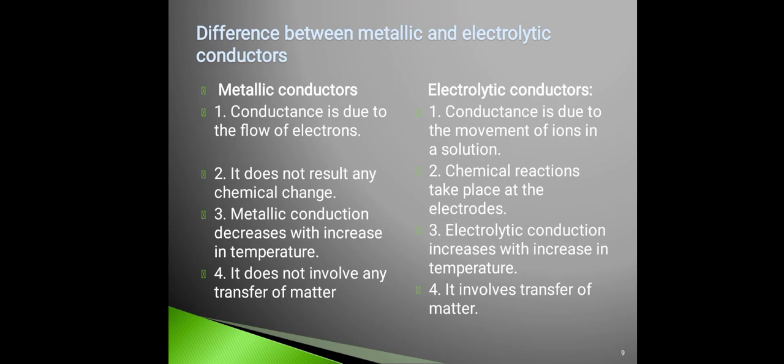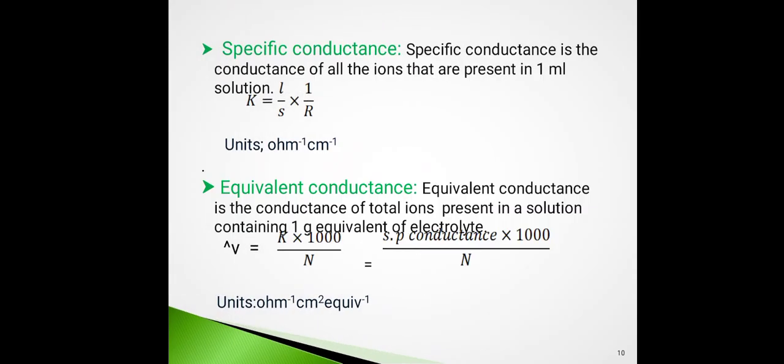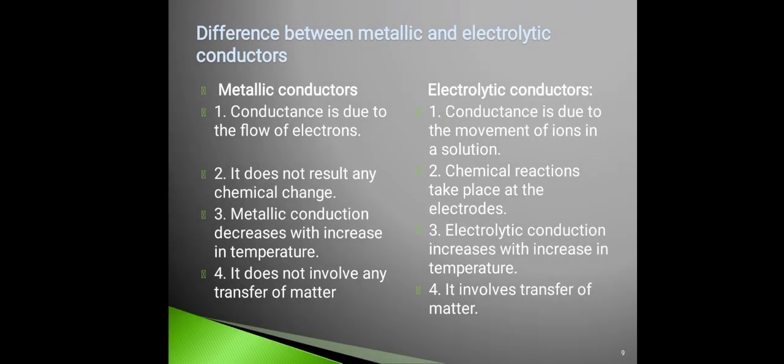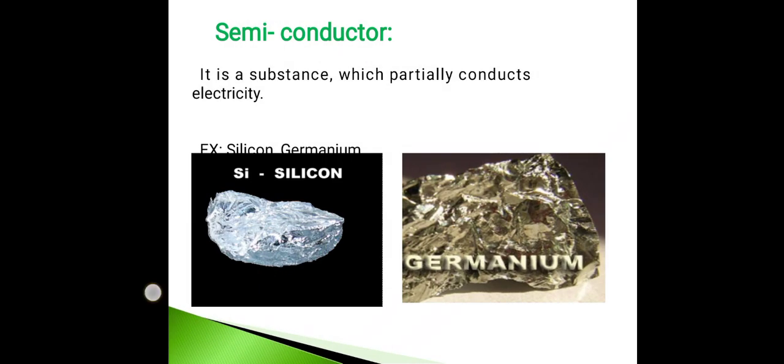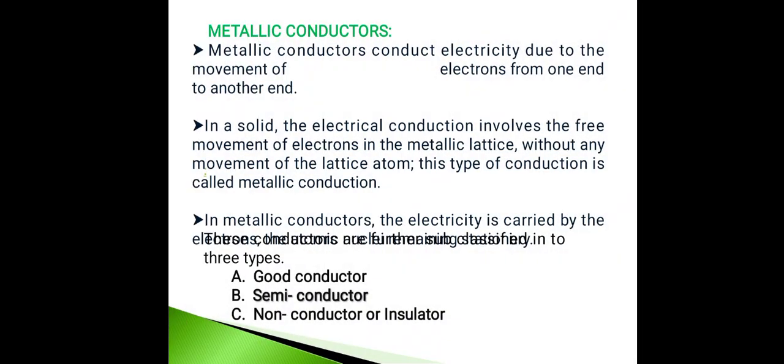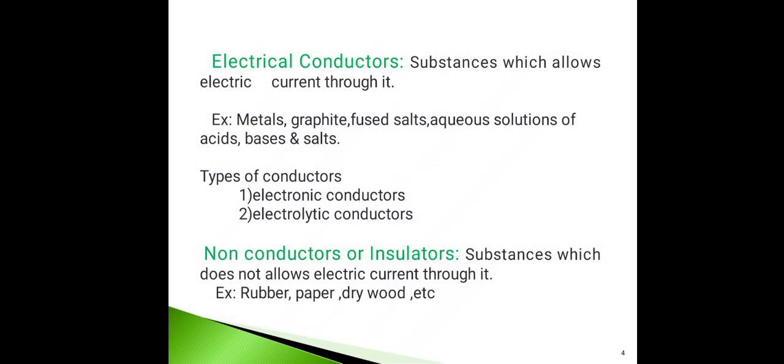And the next point, in a metallic conductor it does not involve any kind of transfer of matter. And in the case of electrolytic conductors, it involves the transfer of matter. These are the main important differences between the electronic conductors and electrolytic conductors, or metallic conductors and electrolytic conductors.